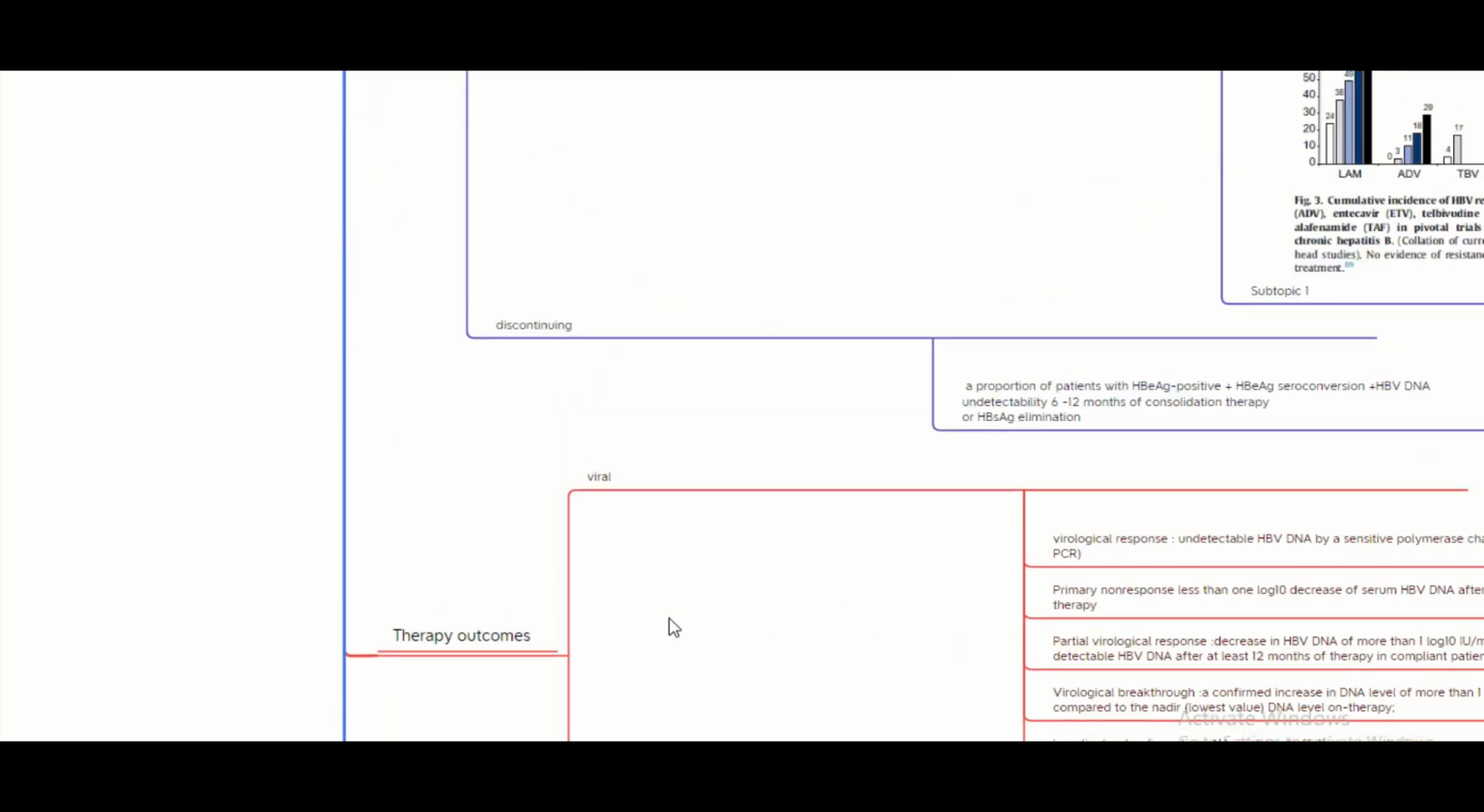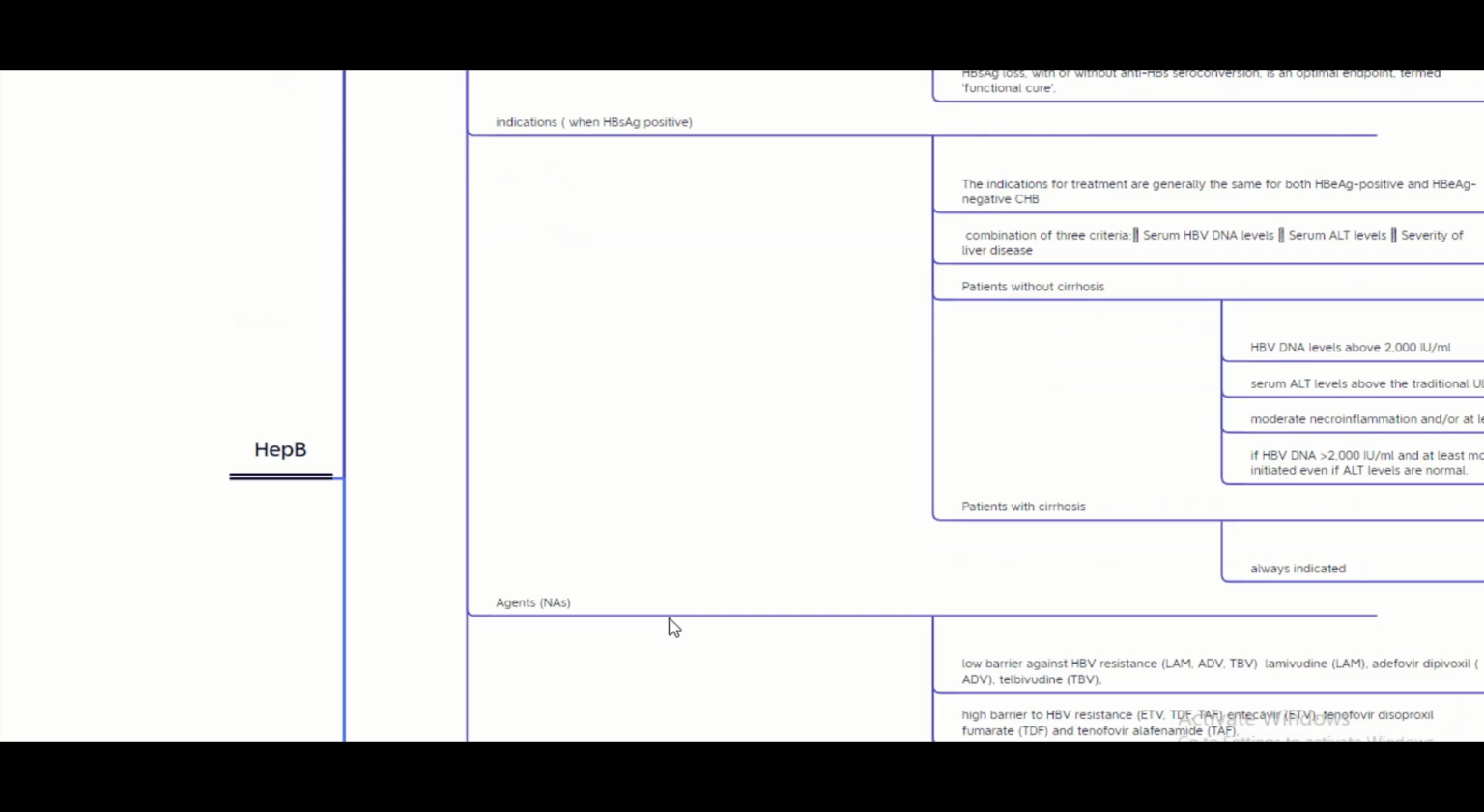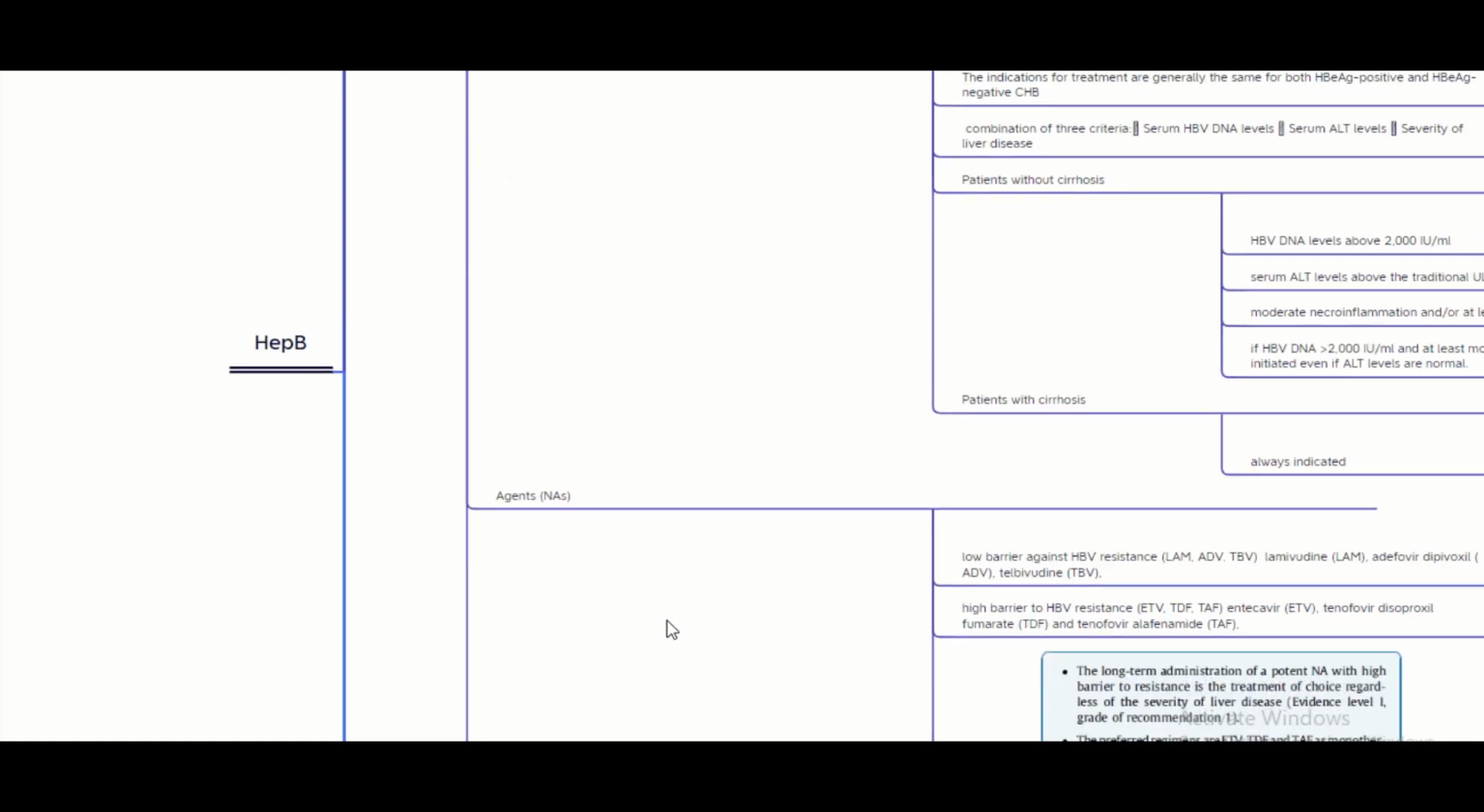And as we have said, we are not here to prepare for exams. We are here to treat our patients.